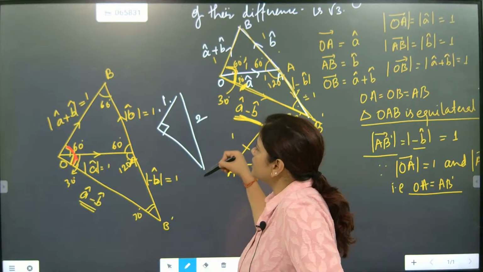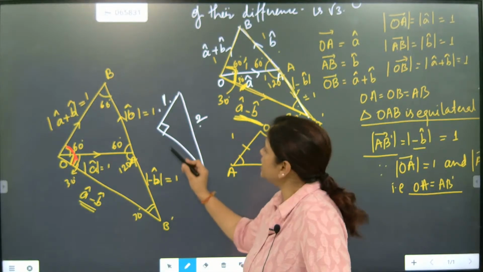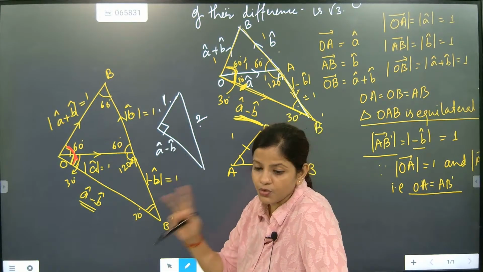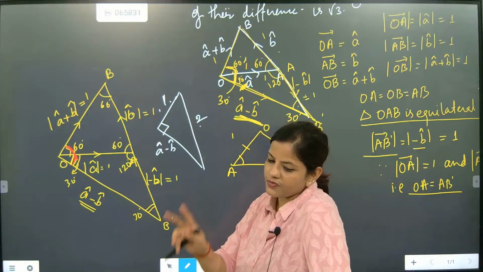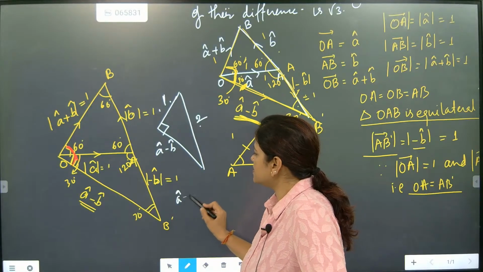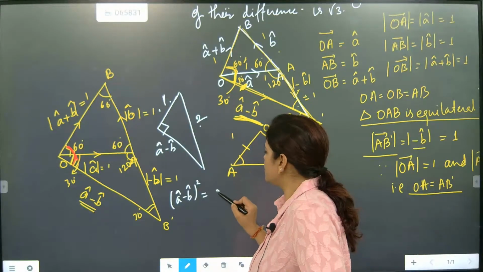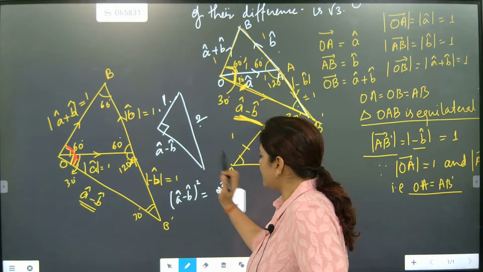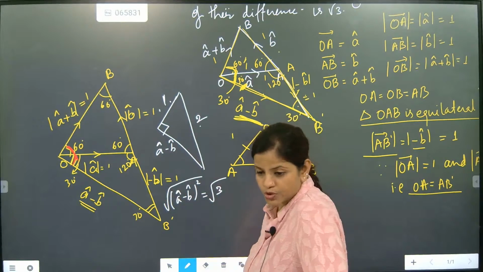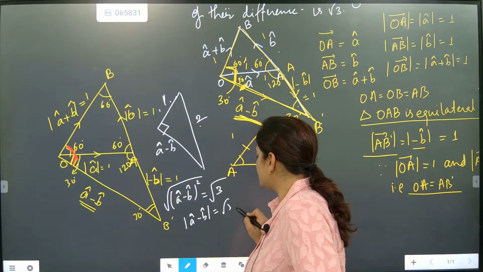So that means the hypotenuse part will be 2, and the perpendicular part is 1. Now we need to find the base. Our base is the difference between the 2 unit vectors. So directly we can say this base square will be equal to 2 square minus 1, that is 3. So we take root on both sides. Whenever we keep root, it becomes magnitude. So the magnitude of A cap minus B cap is equal to root 3 units.